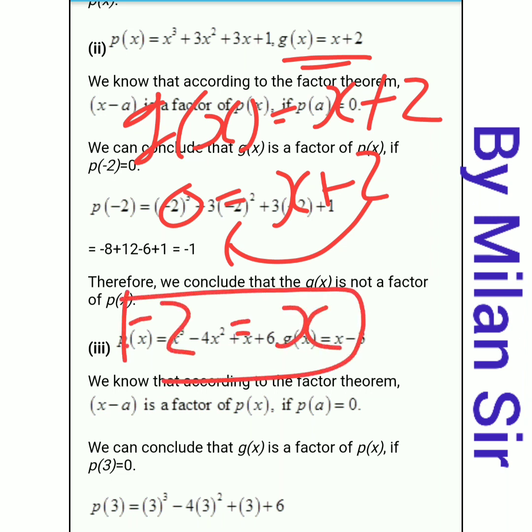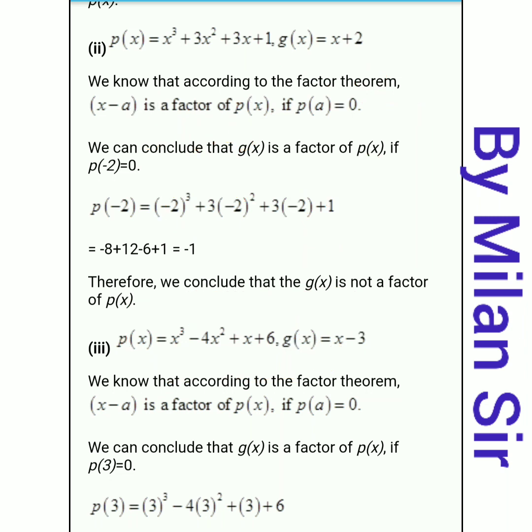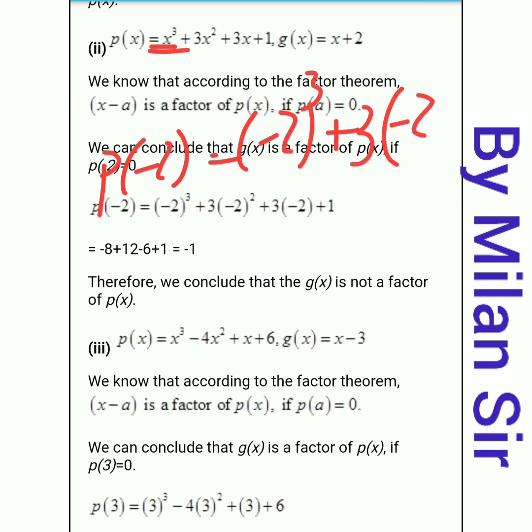So x is equal to minus 2, right? Now we need to put this value in p of x, right? So put x is equal to minus 2 in p of x. So p of minus 2 is equal to, here x cube, so (minus 2) cube, plus 3x square, so 3 into (minus 2) all square, plus 3x, so plus 3 into (x is minus 2), and plus 1.